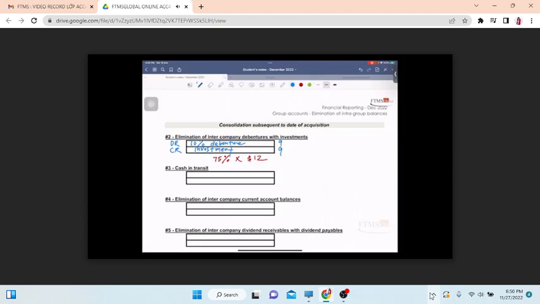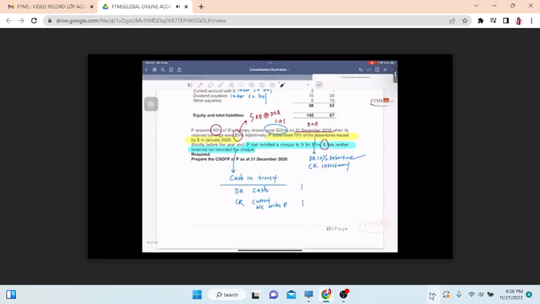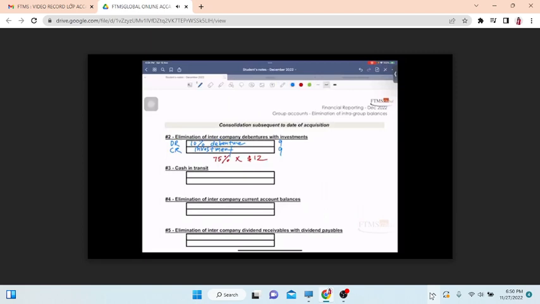Then next we have cash in transit. I already showed you this double entry. You will debit cash and credit current account with P. So here, debit cash and credit current account with P, which is 1.